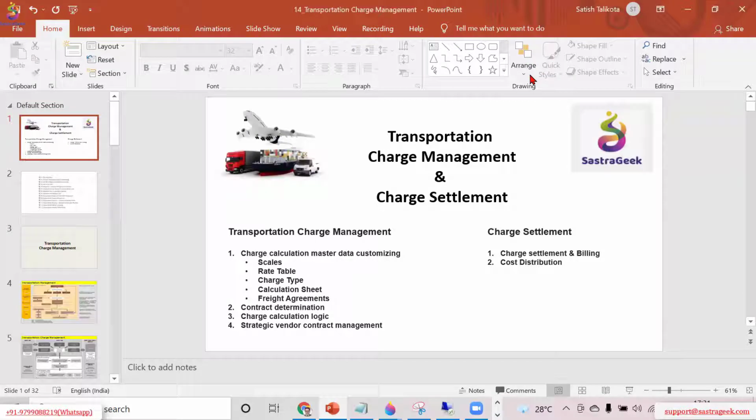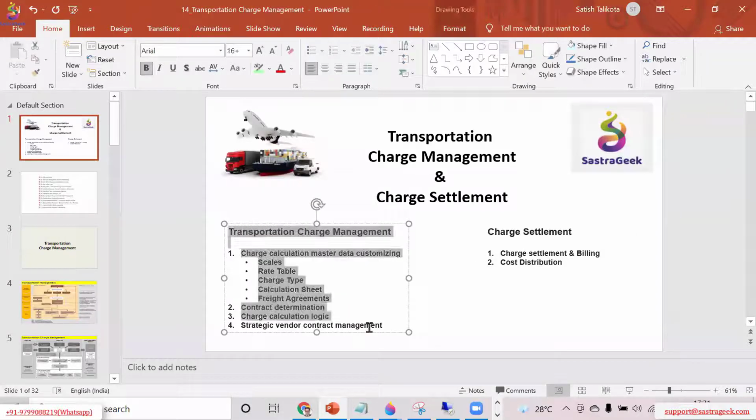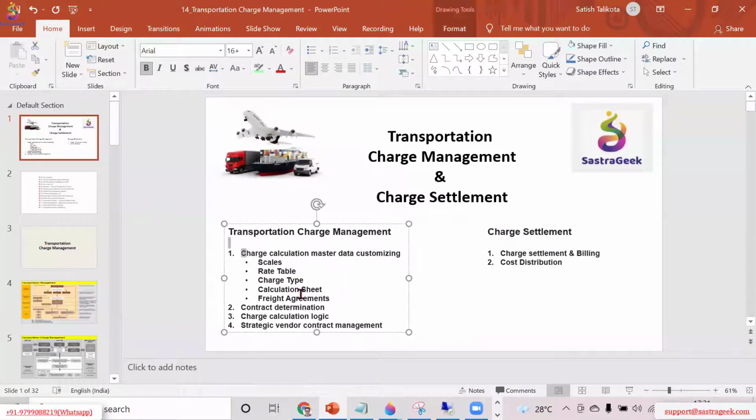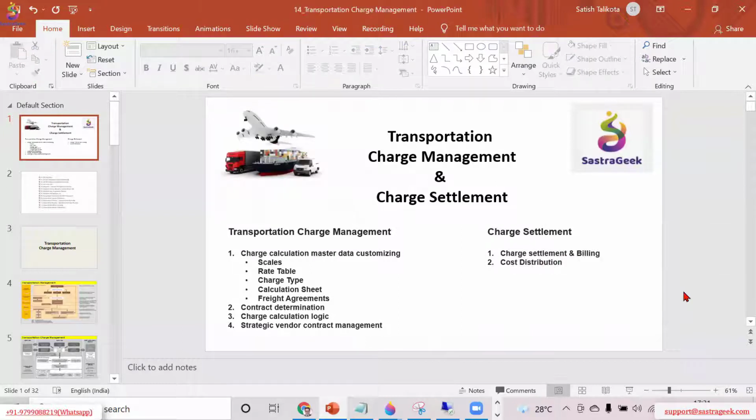So today what we are going to do is go through the transportation charge management. Today we'll cover this portion, the charge management part. We'll discuss the scales, rate table, charge type, calculation sheet, and then freight agreements. So we'll see this part, and then we'll discuss the other aspects. And settlement, we'll look at it in tomorrow's session.